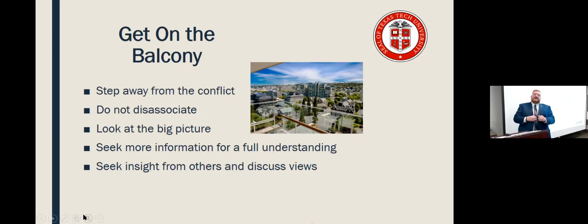Sometimes as the leader, you may have to have conversations with people in your organization, in your communities, to find out maybe what are some of the root problems or causes of these problems. We can also seek insight from others again and get those different views. And so get on the balcony. I always say, just take a step back and look at it from a different perspective. Get on the balcony, even though it's the first behavior, the first step.